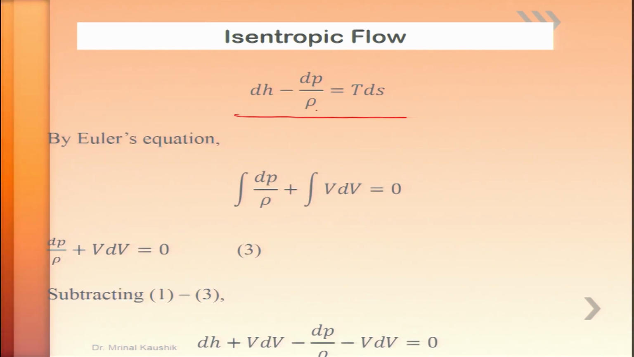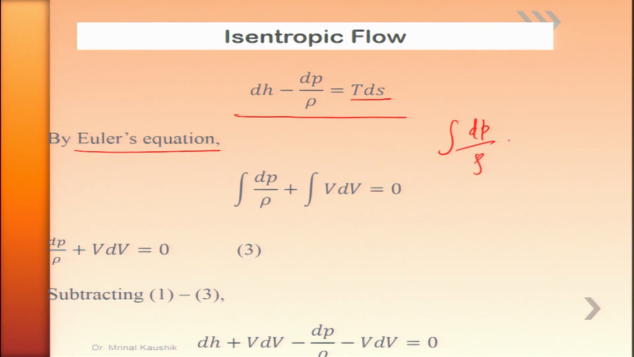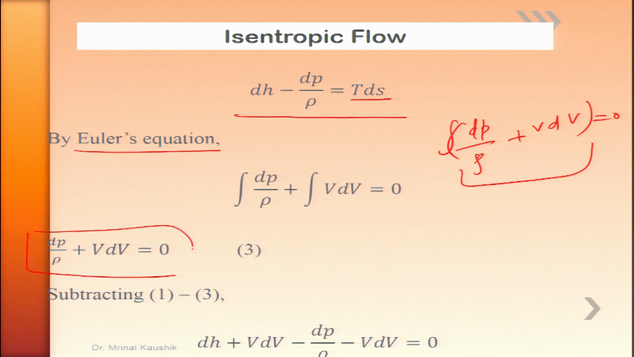dH minus dP by rho is equal to TdS. Now, furthermore, one more equation, which is nothing but the Euler equation. If I take it, then dP by rho plus V dV is equal to 0, and since this is true for all situations, the integrand itself can be considered as 0. Let us say this is equation number 3.